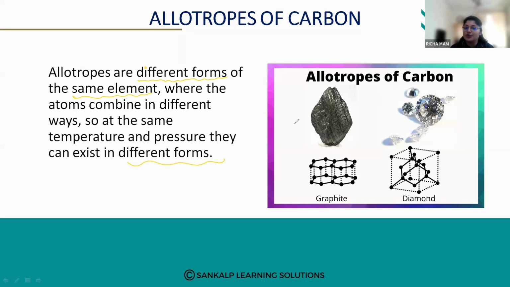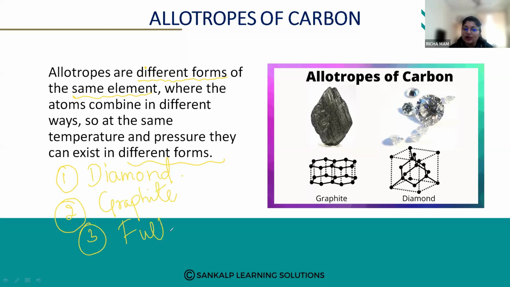So what are the different allotropes of carbon? There are three important allotropes. First is diamond. Second is graphite. And third is fullerene. Remember this. Allotropes are present in different forms. As we are discussing carbon, it is present in the earth, in nature, in different forms. How is it present in different forms?